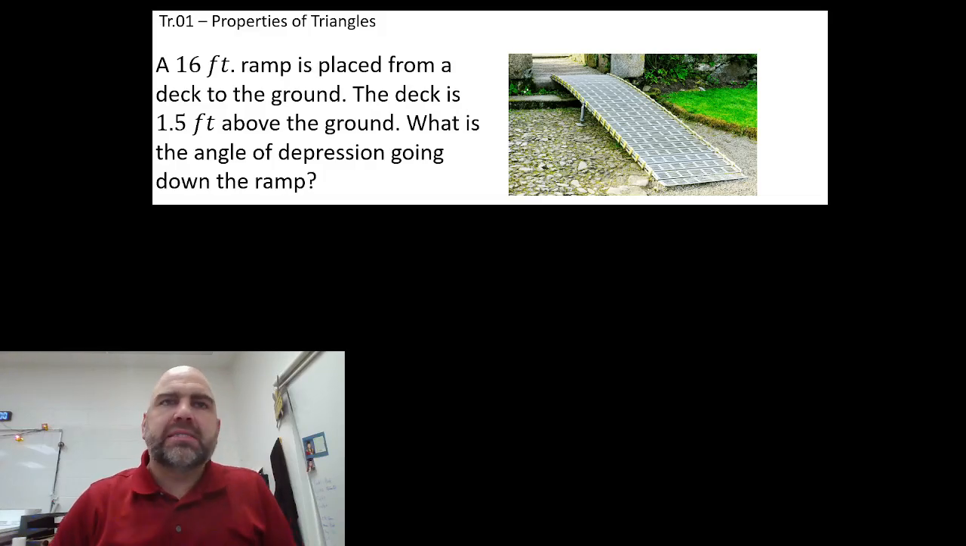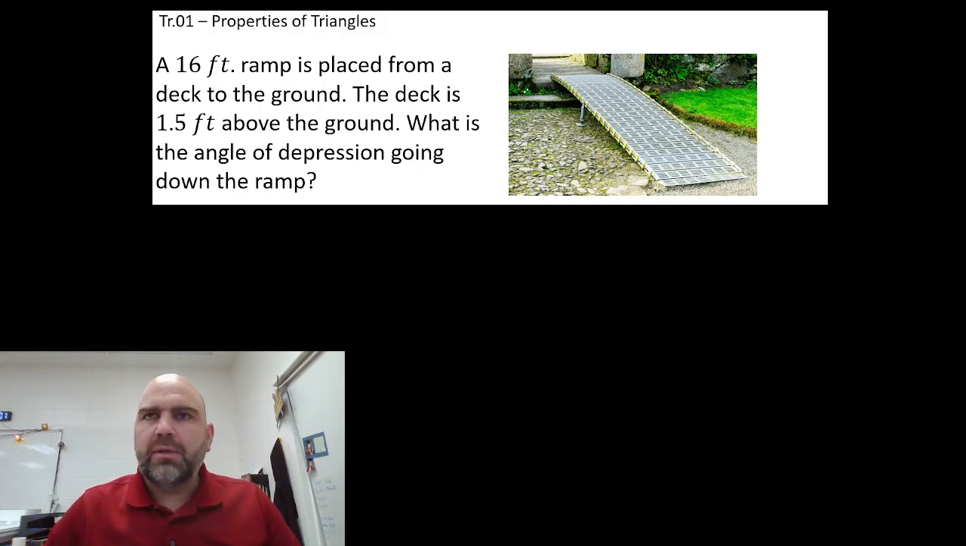All right, welcome to this example where we're going to take a look at a word problem, or what I call a contextual problem, and use it to determine an angle. First of all, we have a 16-foot long ramp, which is shown in that picture, and it is placed from a deck to the ground. The deck happens to be 1.5 feet above the ground, and the question is asking, what is the angle of depression going down the ramp?